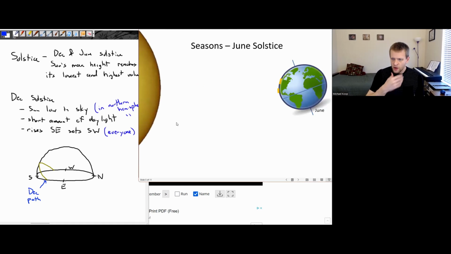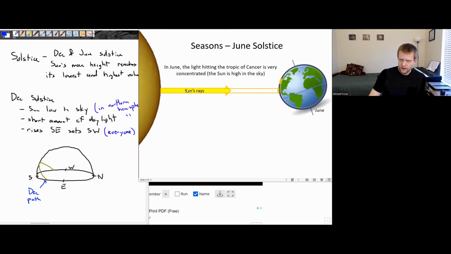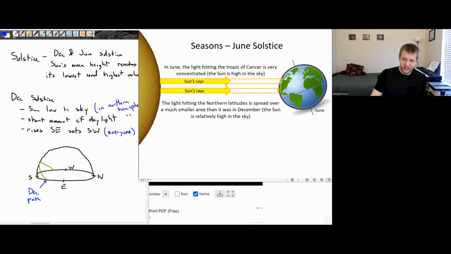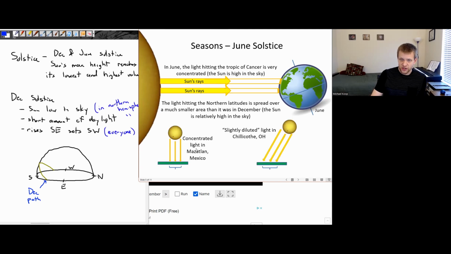Okay. What about in June, half a year later? Well, now, instead of the northern hemisphere being pointed away from the sun, the northern hemisphere is pointed a little bit more towards the sun. Locations near the Tropic of Cancer, that sunlight is very, very concentrated. If you're at a little bit more northern latitude, well, it's still a little bit more spread out than it is over the Tropic of Cancer, but still a lot more concentrated than it was in the December months. So in Mexico, you might get the very, very fully concentrated light. In a location like Chillicothe, Ohio, you might get just slightly diluted light.